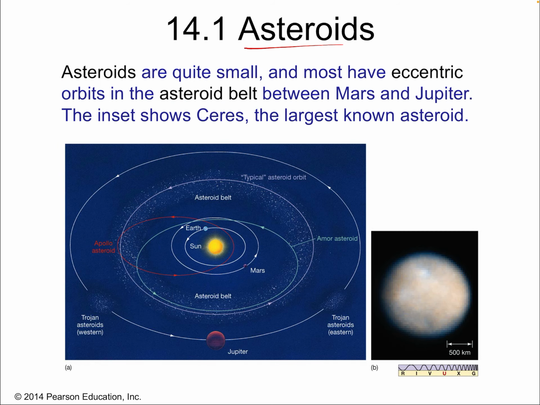So we'll start out with asteroids. So asteroids are quite small. Most of them are just a few hundred meters across or thousands of meters or even smaller. They also mostly have eccentric orbits, and an eccentric orbit is not a perfect circle, so they have very elliptical orbits. All right, and they're in the asteroid belt, which exists between Mars and Jupiter.